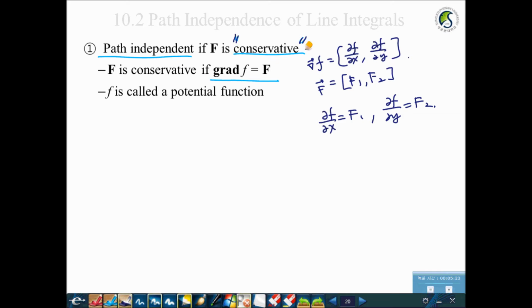If the gradient is the vector field, then it is conservative, and then we say it is path independent. The scalar function f is called the potential function of F. That's the first definition of path independence.